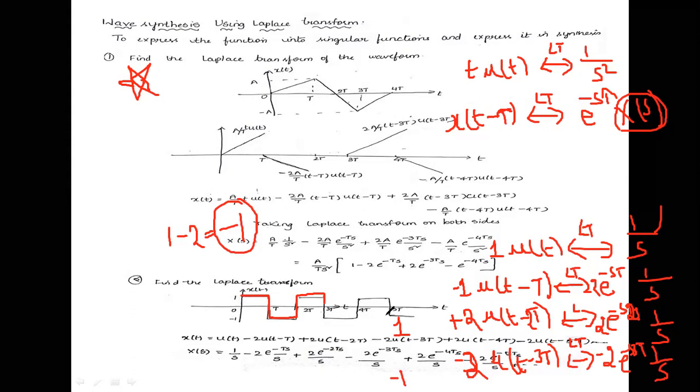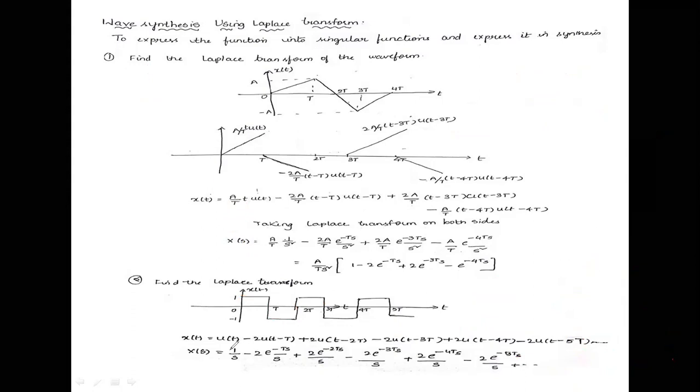Again, to get the positive 1, you can add the 2, plus 2 into mu of t minus 4t. After adding the plus 2 to the minus 1, we'll get the 1. Again, to get the minus 1, we can add the minus 2. So like that, alternately we'll get the 1 by s, minus 2, plus 2, minus 2, plus 2, minus 2, and so on. Got it, my dear students?